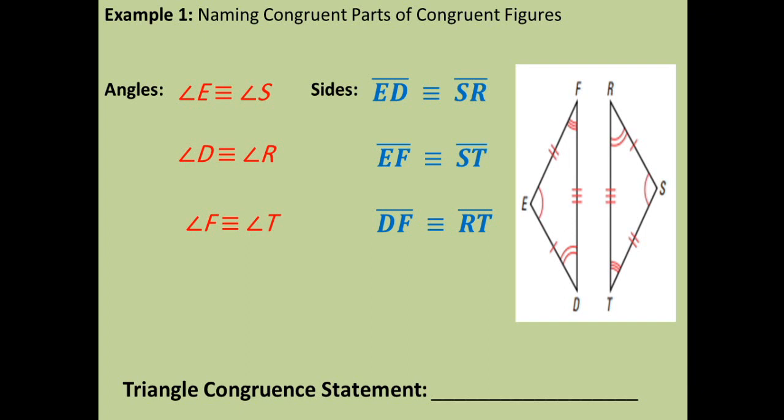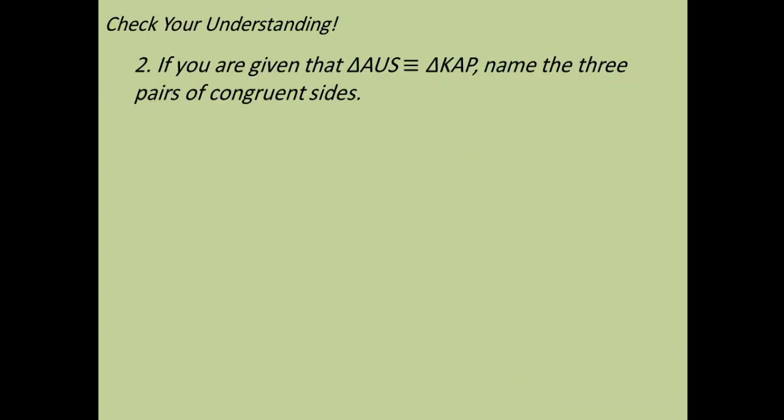Triangle congruence statement: write the letters in their order. It's very important. First triangle EDF, then you will stay in order with the corresponding letters. E, we will write S, D corresponding to R, F corresponding to T. Clear? Let's go. Check your understanding.